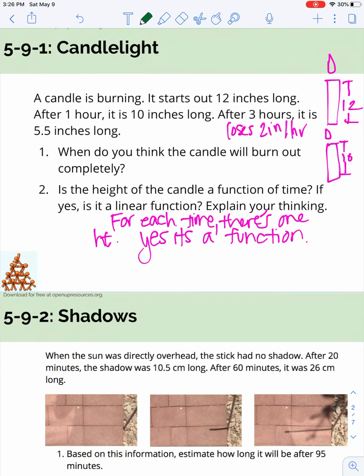then after 3 hours, I could say, oh no, what does it say? What do you think when it'll burn? Okay, so after 3 hours, it's 5.5 inches. So we could just do 12 divided by 2 equals 6, and then I could say 6 hours. It's kind of a fast way to do that problem.